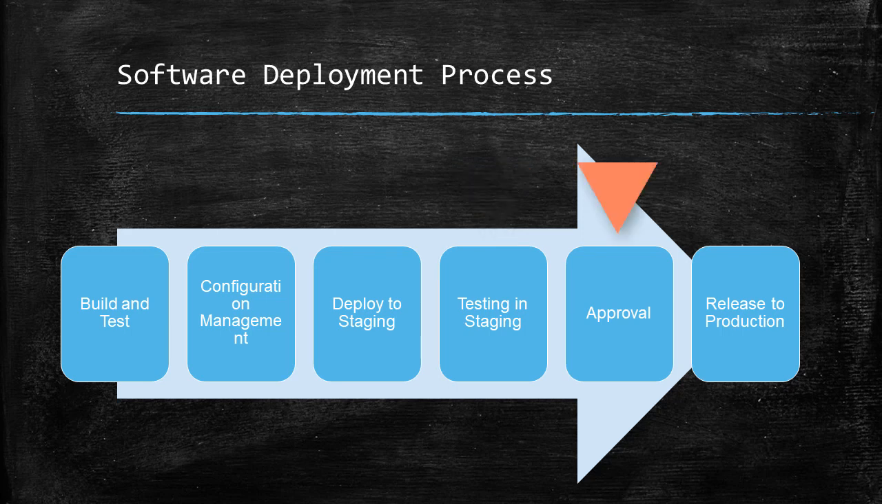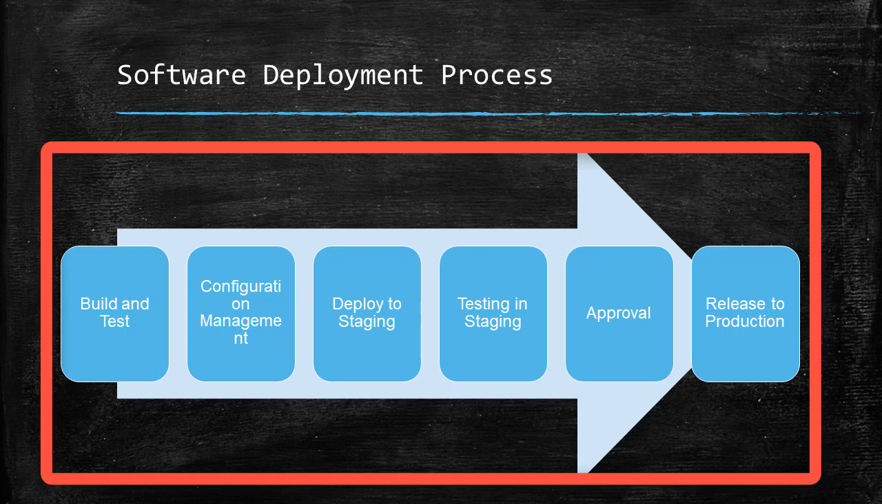Approval. After the software has been tested in the staging environment, it is reviewed and approved by stakeholders, such as product owners and business leaders, to ensure that it meets the necessary business requirements. Release to production. After the software has been approved, it is released to production. This involves deploying the software to the production environment and making it available to end users. The deployment stage in the DevOps life cycle involves a structured and repeatable process for releasing software to production, while ensuring that it meets the necessary quality and performance standards.